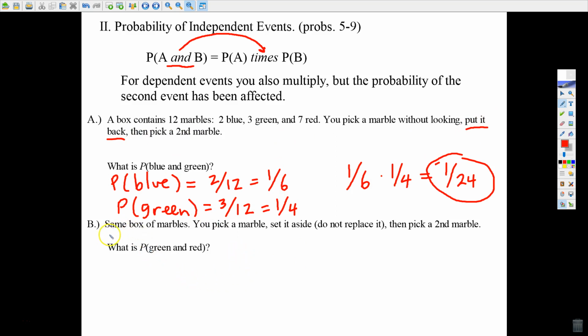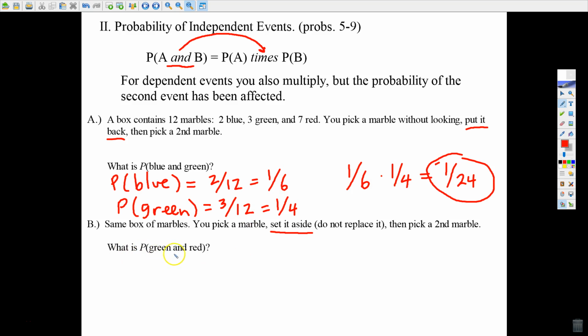Well, let's contrast that with letter B. Same box of marbles. We pick a marble the first time. So according to this, we're going to pick a green. What's the likelihood we're going to pick green? But before my second pick, I noticed that I set that first one aside. I did not replace it. So this is called a dependent event here because my second outcome has been affected by my first.